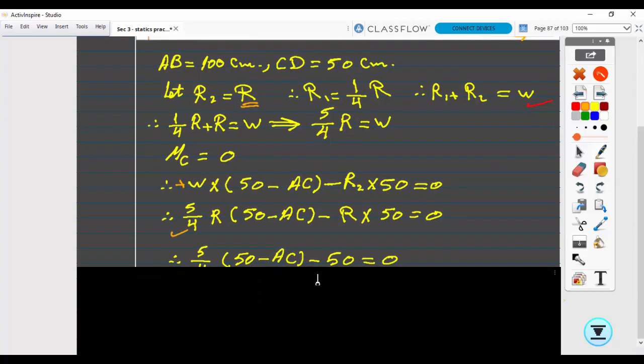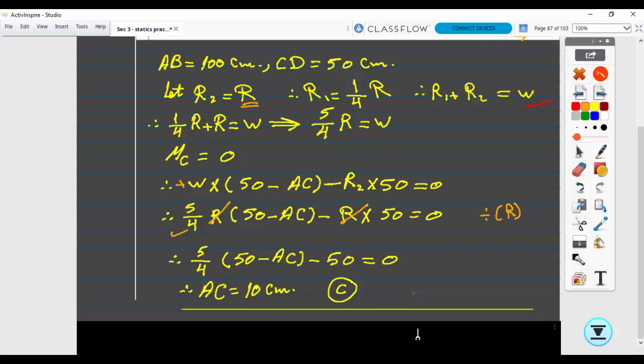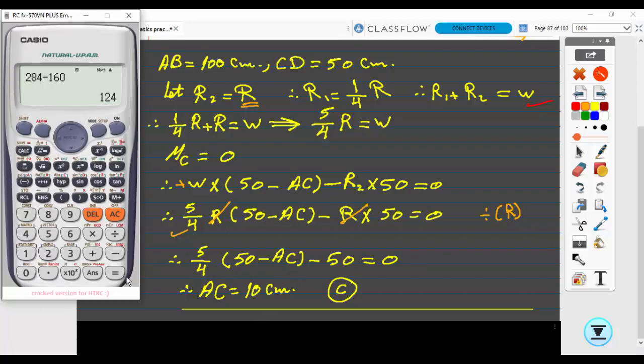Okay. Now we can divide both sides by R. So 5/4 multiplied by 50 minus AC, minus 50 equals 0. Now calculate AC. We can use a calculator to save time. So AC equals 10, and the solution is at letter C.